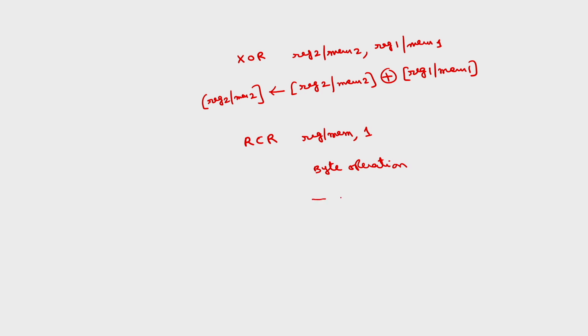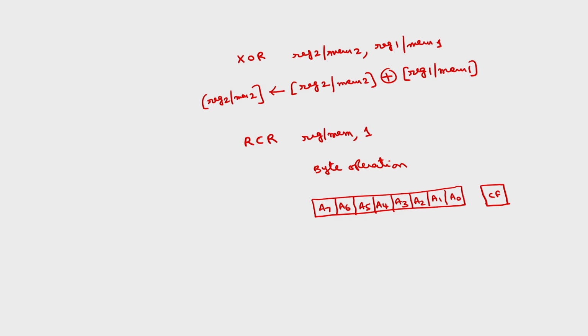so there will be total 8 bits. This is A0, A1, A2, A3. This can be contents of any register or memory, 8 bits. A4, A5, A6 and A7. So, there are totally 8 bits, and we will be having the carry flag also. Suppose here the carry flag is stored.